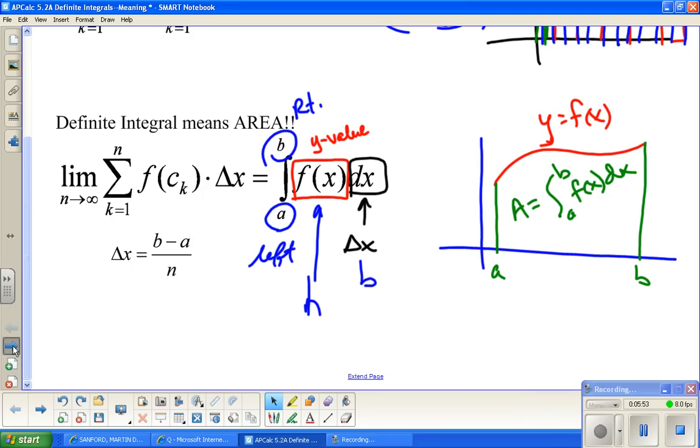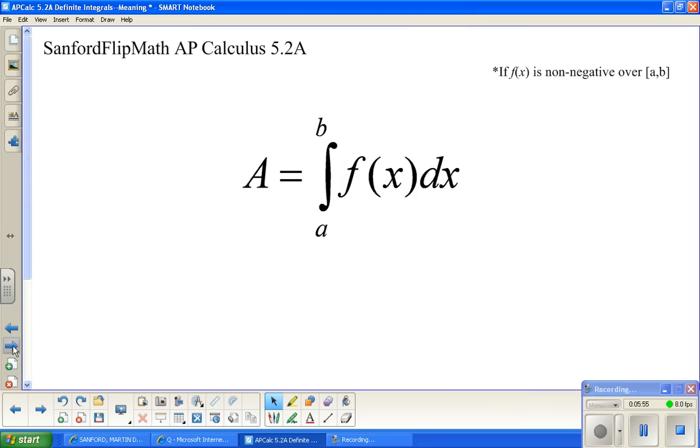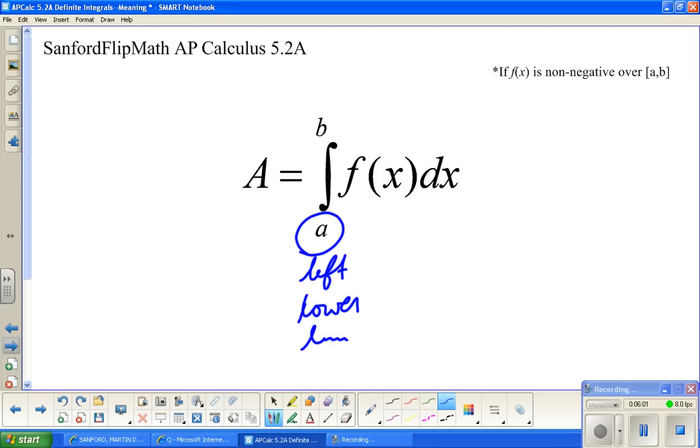So again, what does this represent? This is the left or lower limit of integration. And this is the right or upper limit of integration.